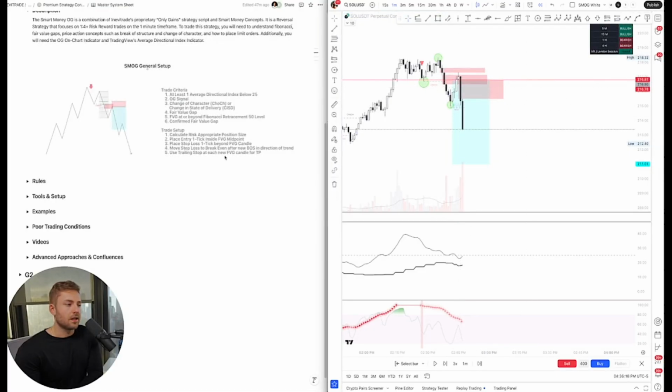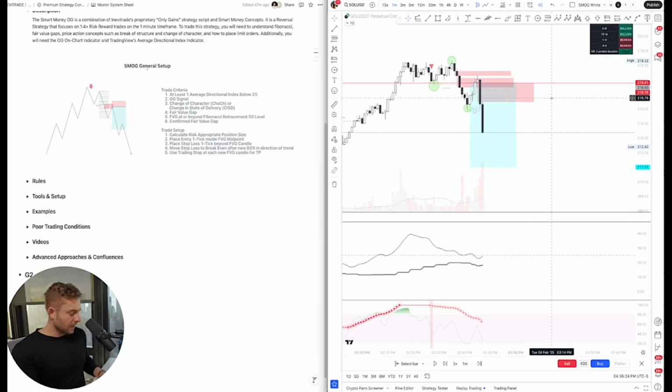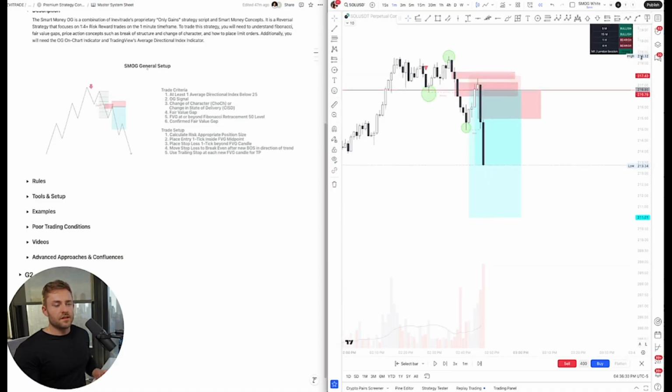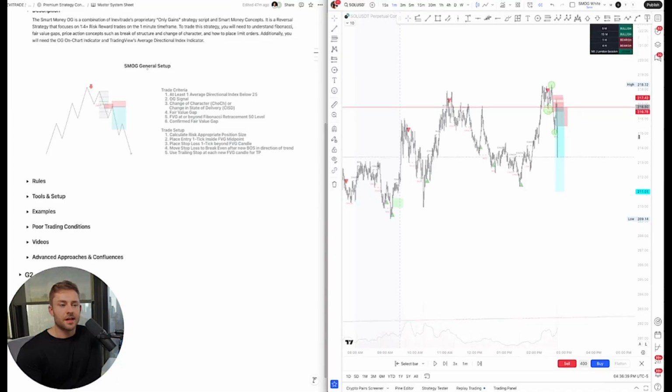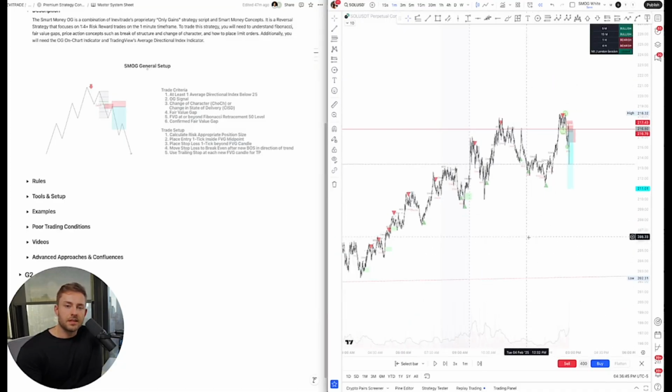And then we're using trailing stop losses after each new fair value gap producing candle for the take profit. This is where things can kind of get a little bit confusing. So let's go over this take profit concept. Now, first off, to scale out here, what I'm doing almost always is I'm finding key levels where there's probably going to be a lot of support.